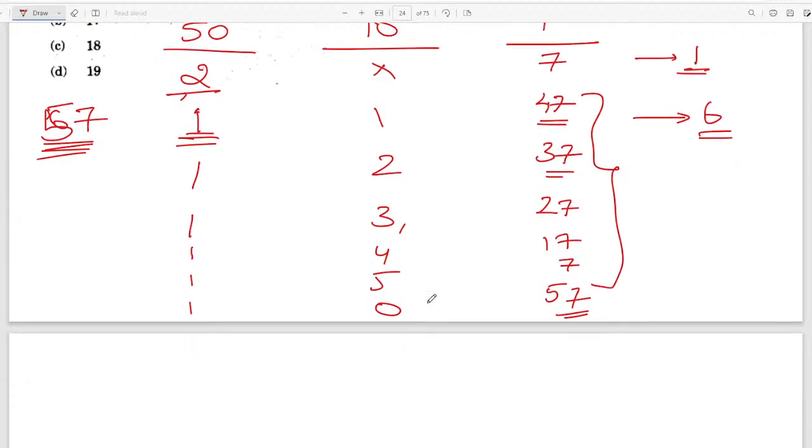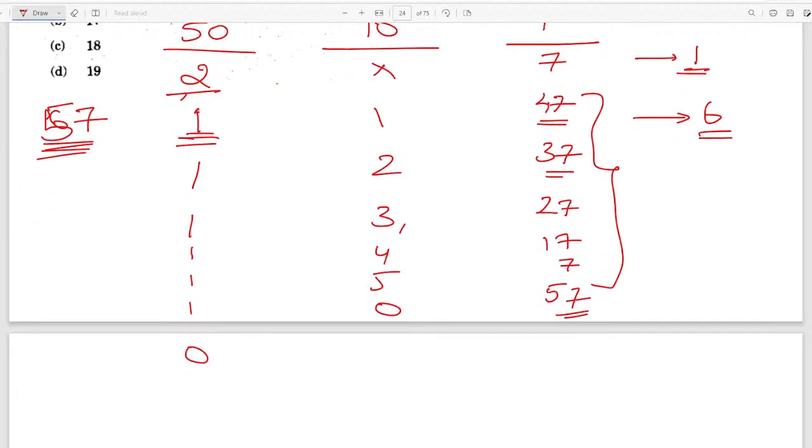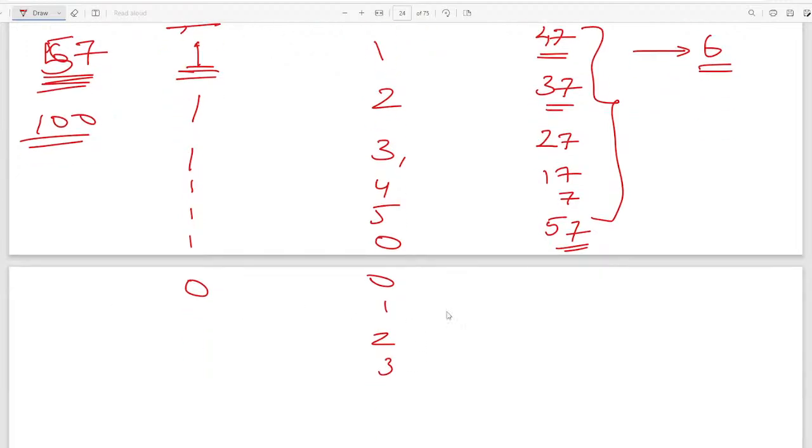And then, if this is clear, the last case: if you don't use 50 rupee notes at all, 0 50 rupee notes, then you can use 10 rupee coins in 11 ways. You can use 10 rupee notes to pay up to 100 rupees. So this will have 0, 1, 2, 3, till 10 notes. So this will be 1, 2, 3 till 10, 10 plus 1, 11 ways. This will be 11.